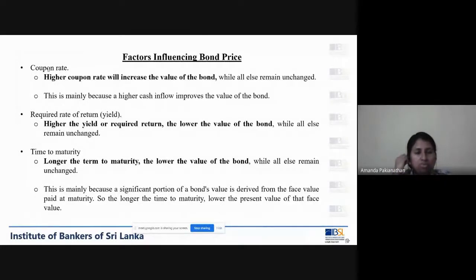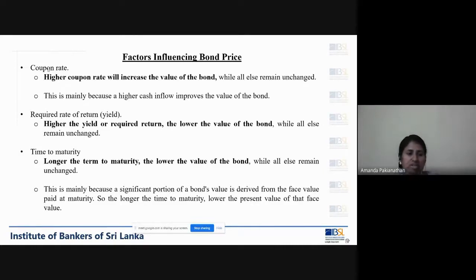Obviously, we know the higher coupon rate bond will have a higher value. Why? Because high coupon rate means high cash inflow. The inflow from that bond is going to be higher in comparison to the other. So if it's a high cash inflow, obviously the value of the bond is going to increase. Okay.